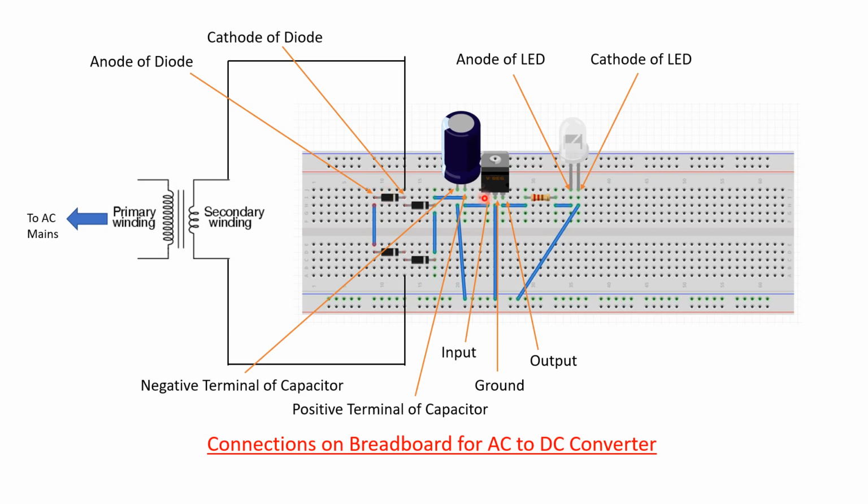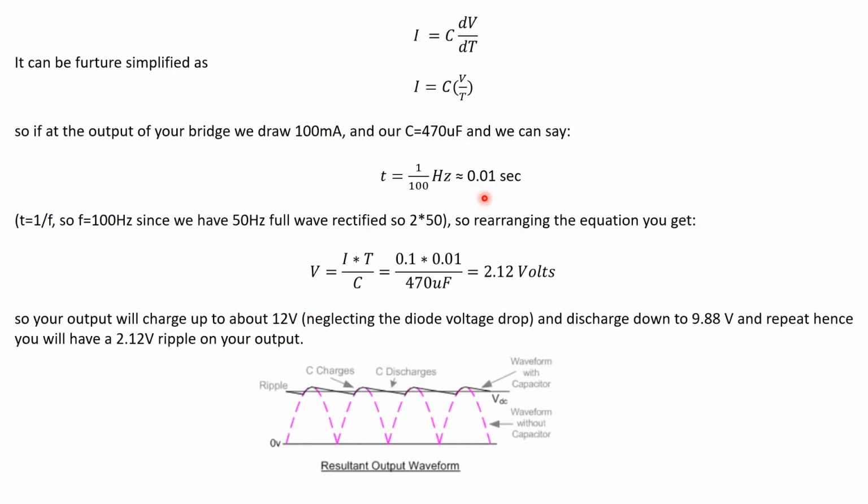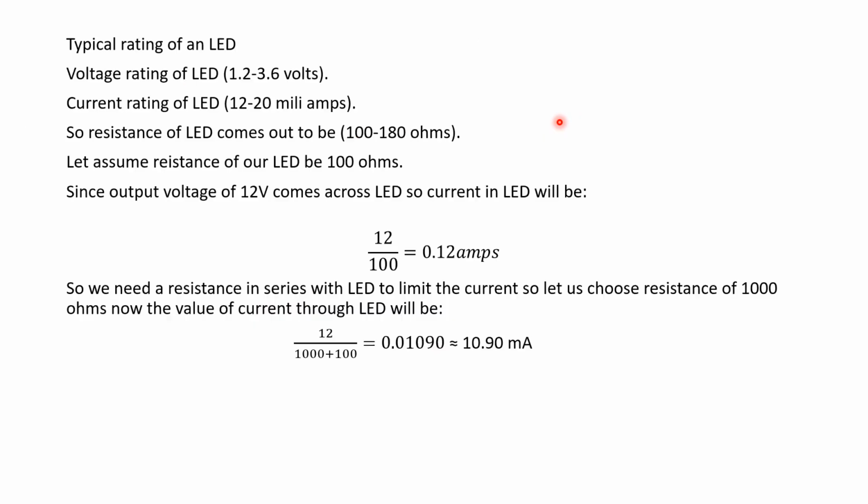Now moving on to the calculation of C and R. This is how we calculate the value of capacitance which we will use in the designing of AC to DC converter, and this is how we calculate the value of R which we will connect in series with the LED. These both things, calculation with explanation, are given in the previous video. So if you want, you can refer to the previous video whose link is provided in the video description. Now we shall move to the hardware designing part.